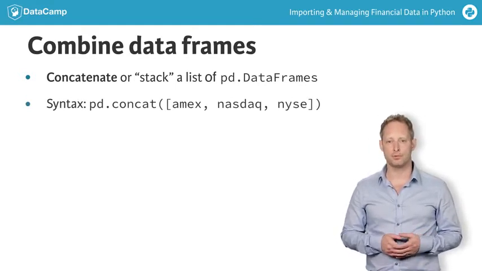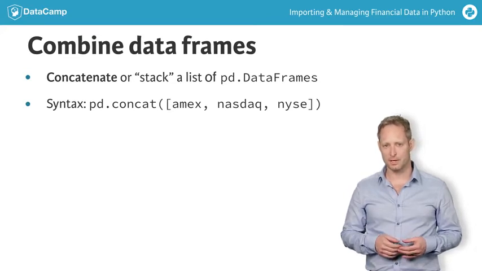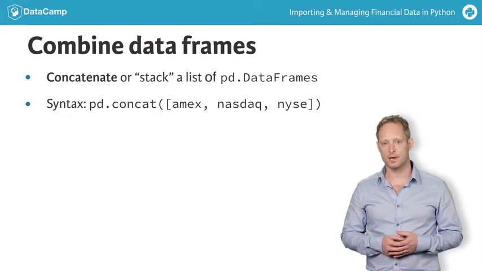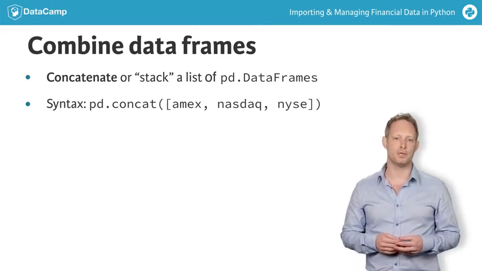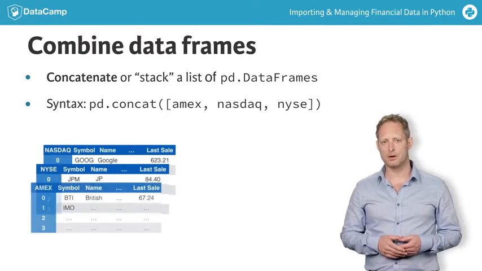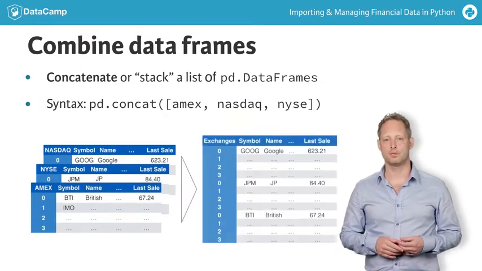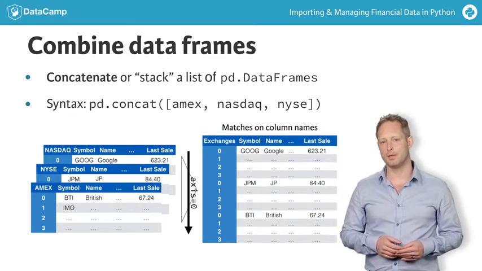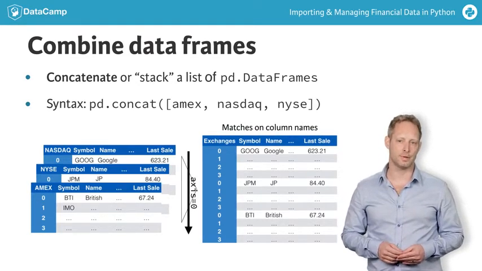If you pass a list of 2 or more data frames to this function, it combines these data frames vertically. It does so by looking for matching column names in the data frames and aligns the columns accordingly, and it appends the data frames in the order that they appear in the list. As you can see in the example, pd.concat combines the 3 data frames containing the listings from the 3 exchanges into a new data frame that contains the original information in stacked form.